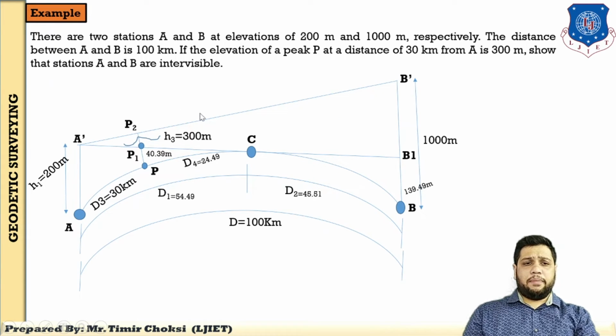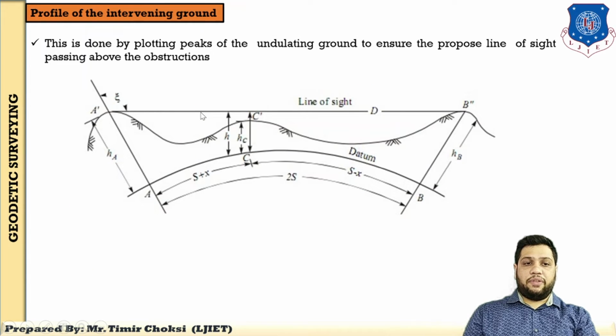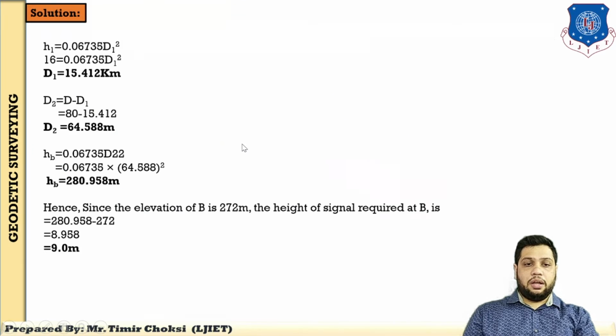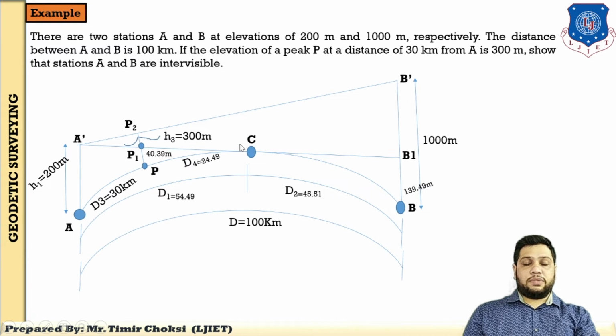Now the second example is based on the third factor. Here you know the third factor is the profile of intermediate ground. Here some obstructions are there. So you find the line of sight that clears the obstruction, and you clearly see station A to B visible. So when you conduct the survey at station A, you have established the line of sight and clearly seen the line of sight to station B.